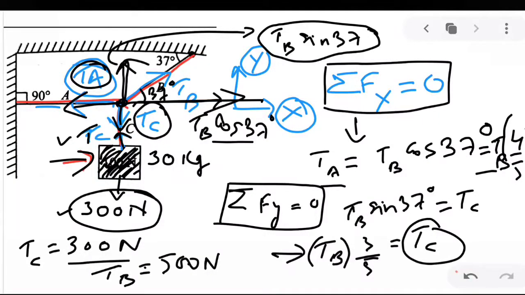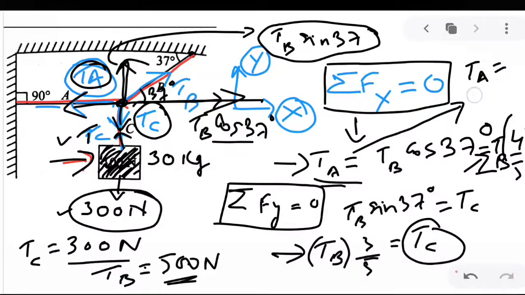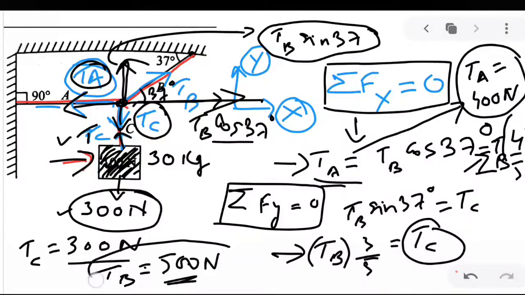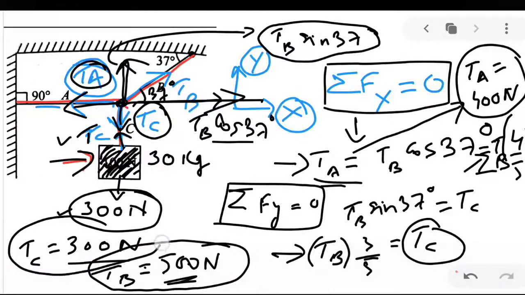Now from this equation, TB is known. TA is equal to TB times 4 by 5. TB is 500 Newton, so if you substitute, TA is equal to 400 Newton. So this is TA, this is TB, and this is TC. This is one way of approaching this question.